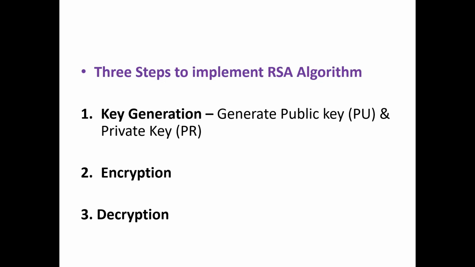There are 3 steps to implement the RSA algorithm. First, obviously, we need to do the key generation. For that, we need to generate a public key for performing encryption, and we need to generate a private key in order to perform decryption. So once you have a pair of keys, that is public key and private key, then you go for encryption, then decryption. Let us go through the algorithm.